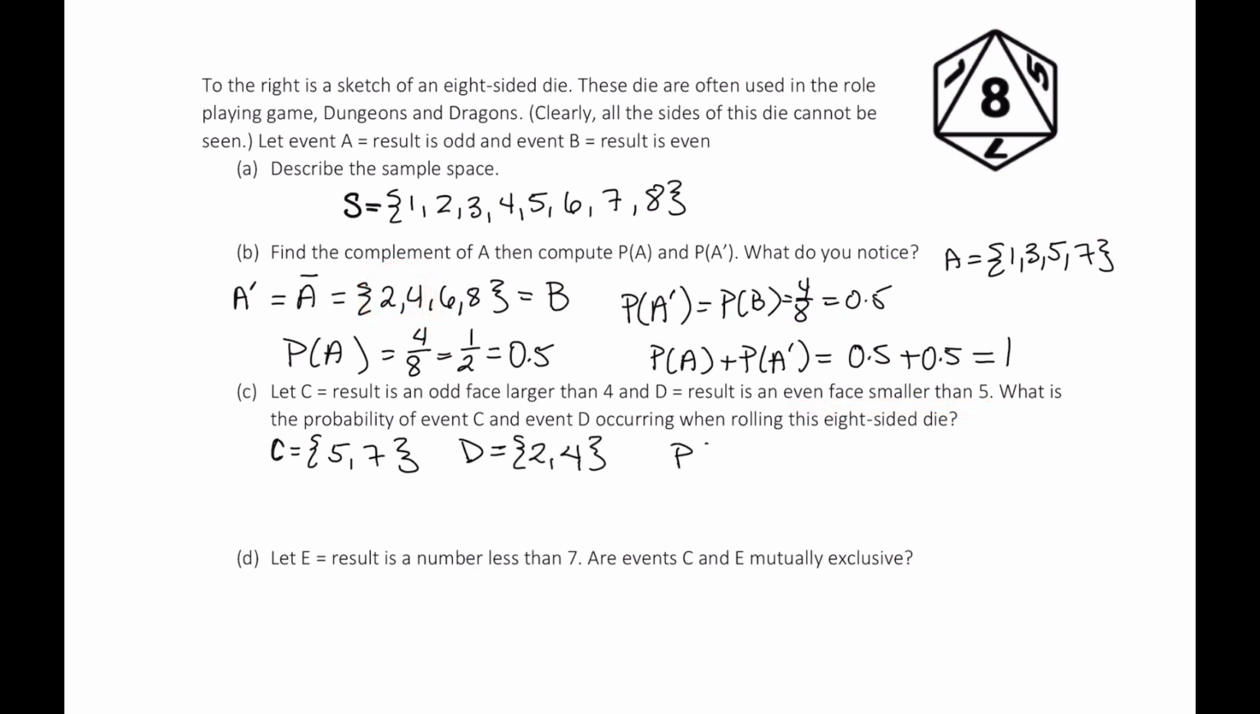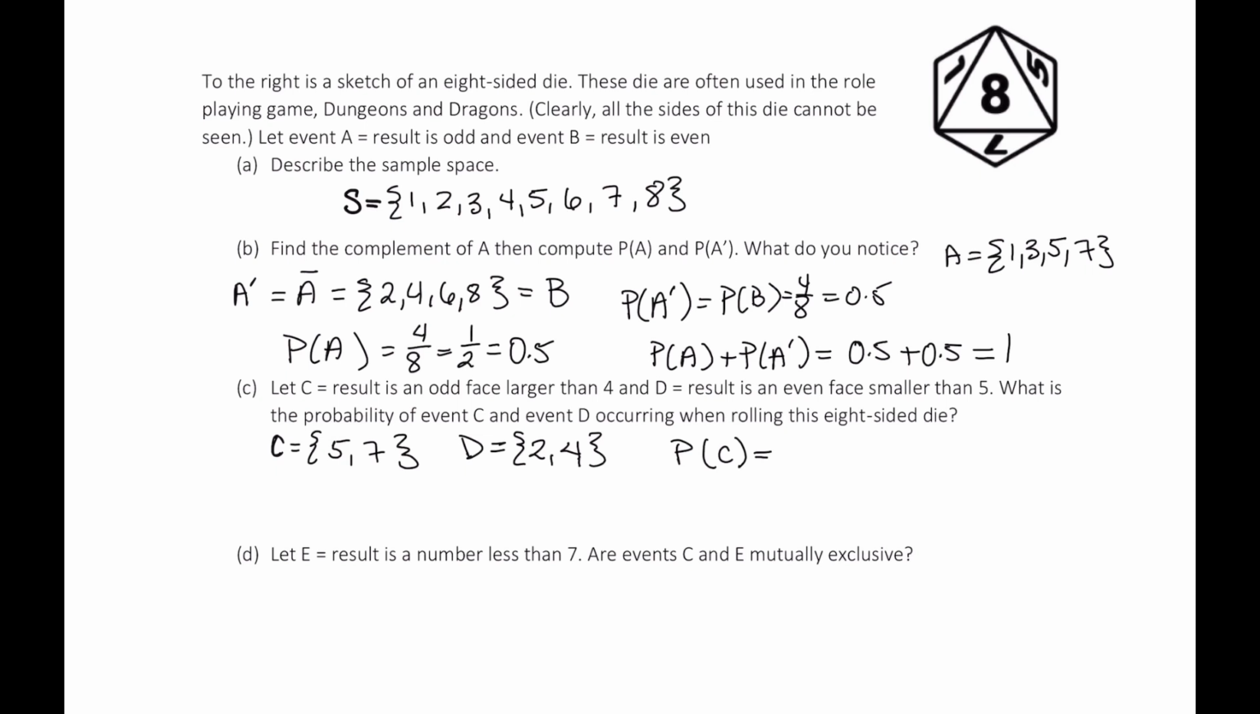Now let's look at the probability of C. The probability of C is equal to 2 out of 8, which is 1/4, and you can write that as 0.25. The probability of D is also going to be 2 out of 8, which is 1/4. So I've just gotten the probabilities of the events separately, but what about them occurring together? So C and D.